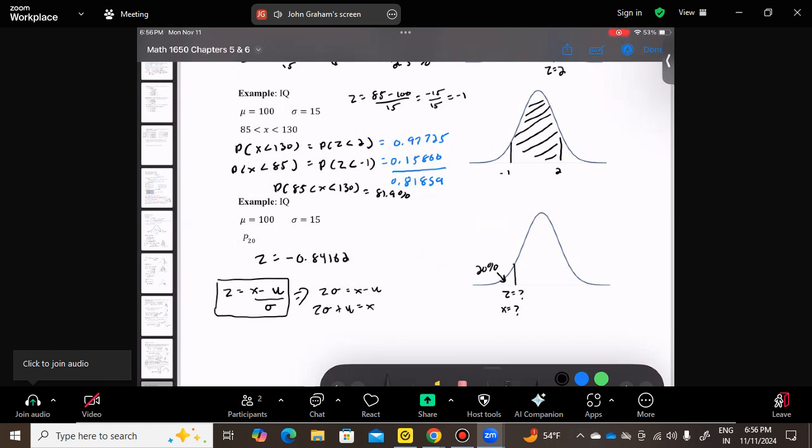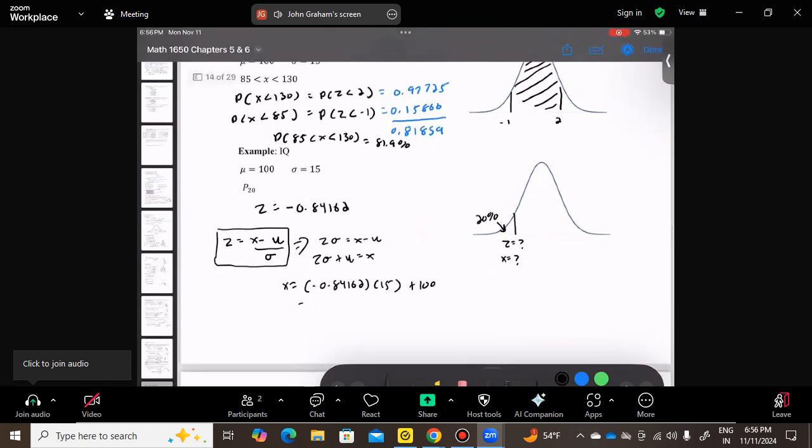So we have what z is: negative 0.84162. We have the standard deviation is 15, and we have the mean is 100. When we calculate this, you have to be careful, that is a negative z-score, so you have to put the negative there. Negative 0.84162 times 15 plus 100 is an 87.4 IQ.